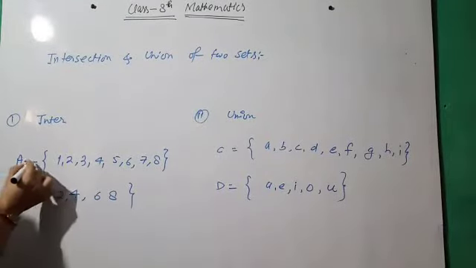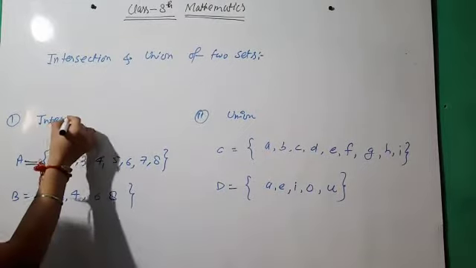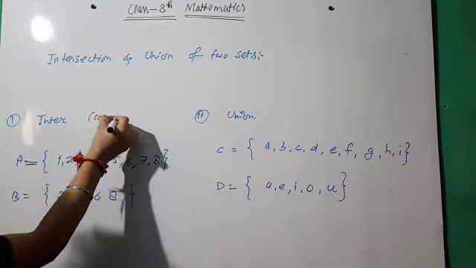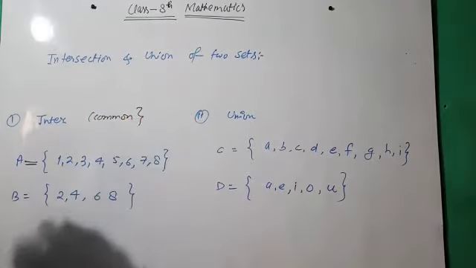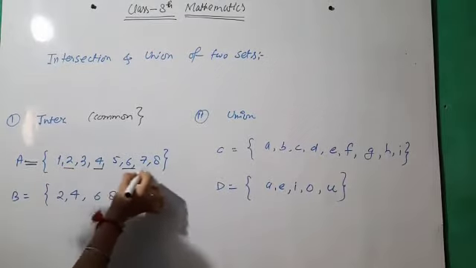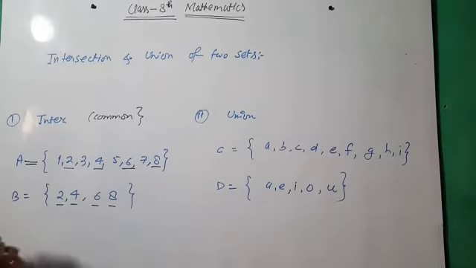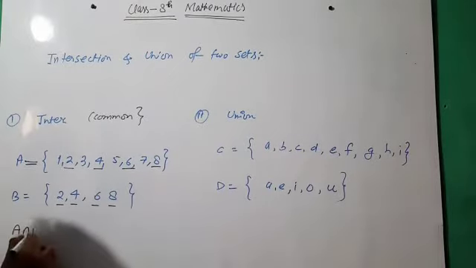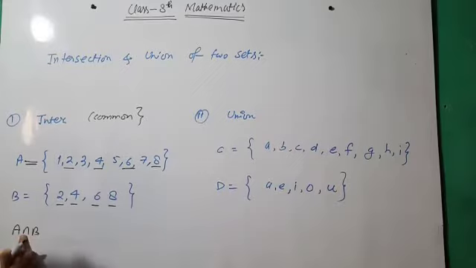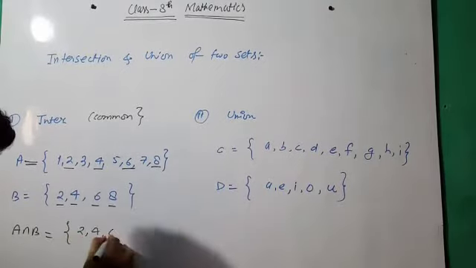Let us say we have two sets, A and B. Set A has elements 1 to 8 and set B has elements 2, 4, 6, 8. Intersection means you have to take out the common part from both of the sets. So the common part is 2, 4, 6, 8 here and here. Intersection of A and B can be written as A intersection B, using the symbol of intersection, and it is 2, 4, 6 and 8.